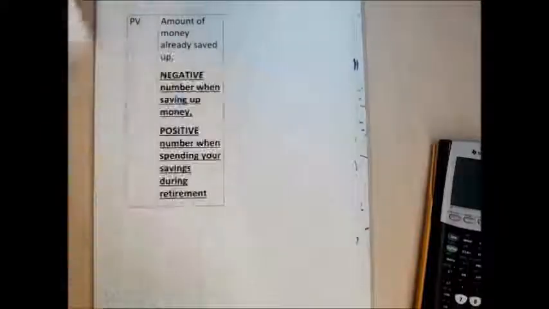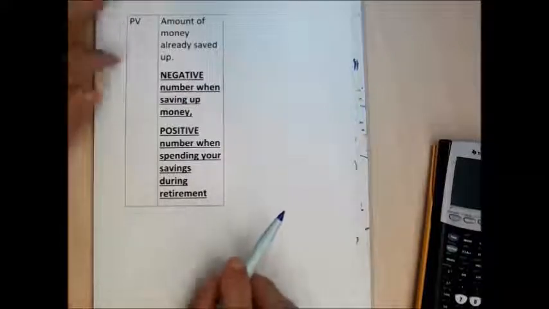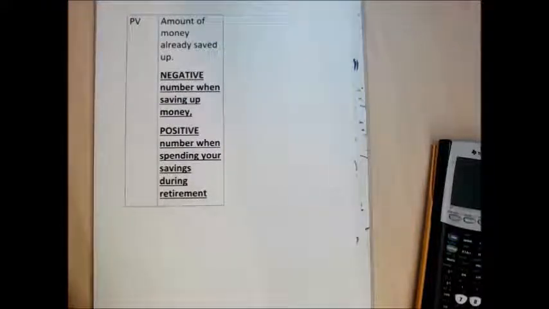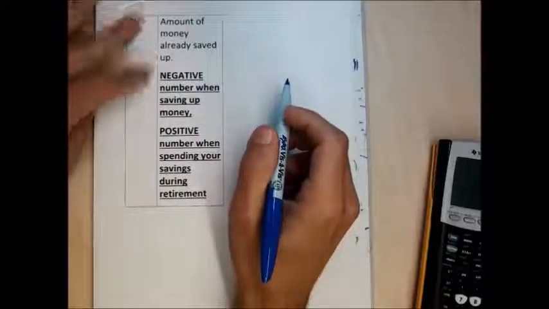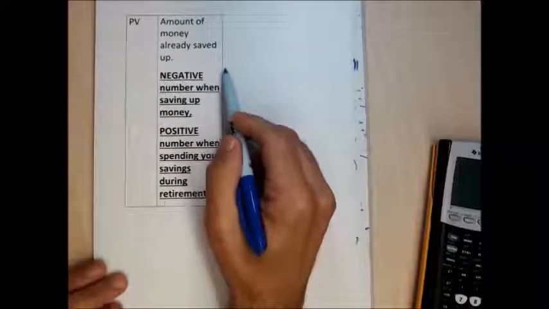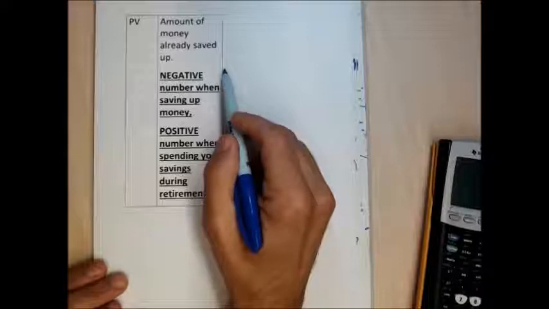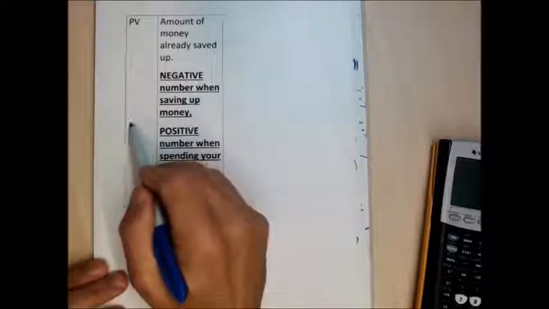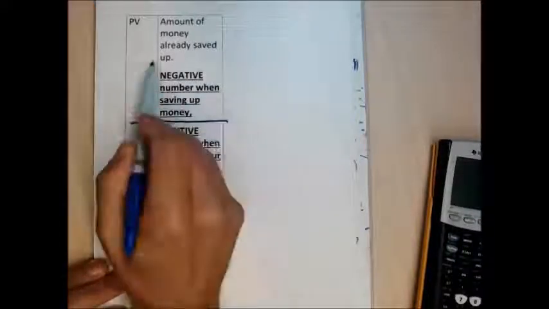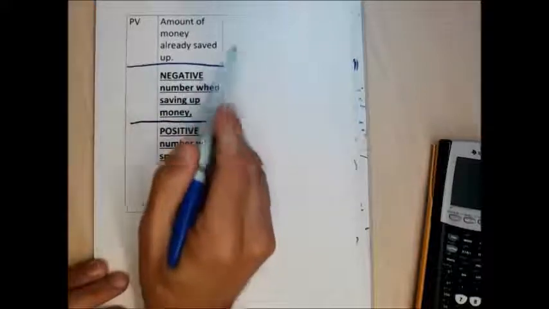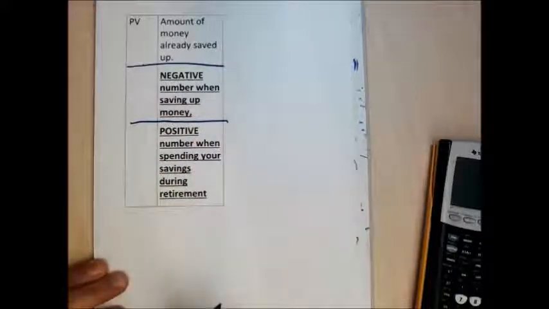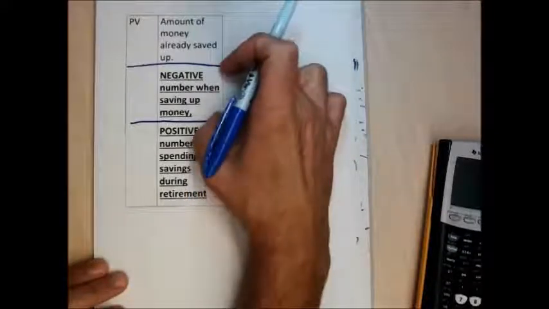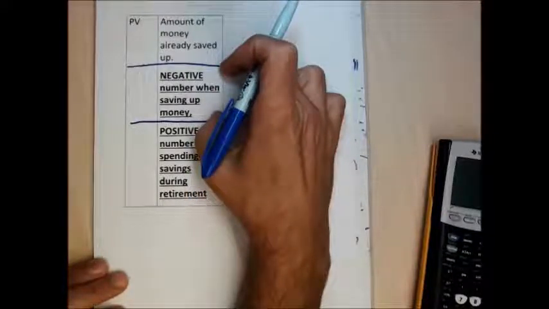It's the ugly PV that gets to be a little bit tricky. The PV is going to be the amount of money that's already saved up, and unfortunately the sign of it is going to be important. Whether you're in the process of saving up for retirement, or you're already retired and pulling money out of that account, the sign of the PV is going to make a difference. When you're young and saving up for retirement, the PV goes in as a negative amount.